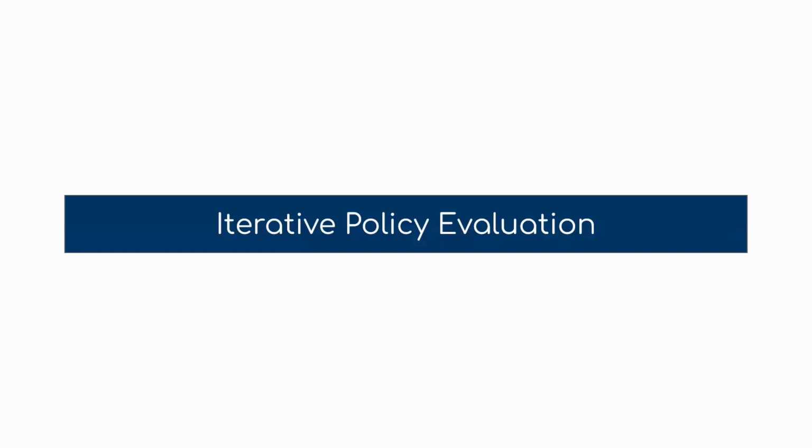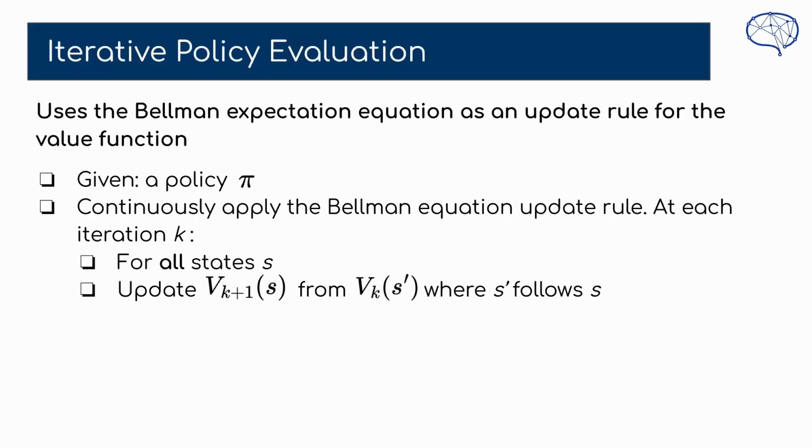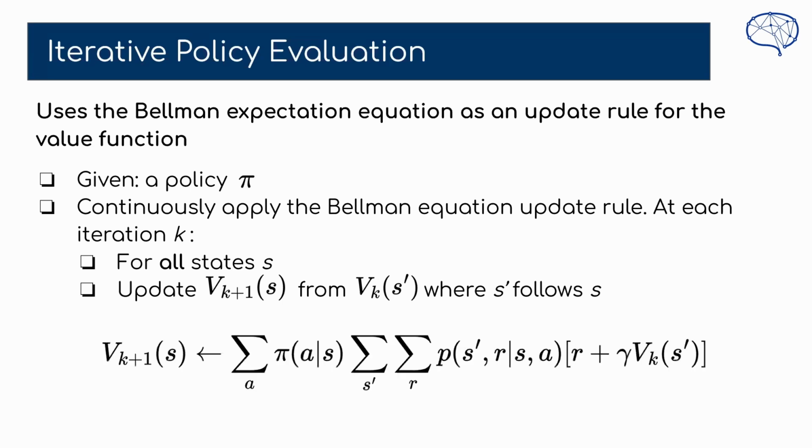So this kind of brings us to iterative policy evaluation. The entire idea is you have a policy and you're calculating its value function. You're calculating the values for each state. And you're using the Bellman expectation equation as an update rule to calculate this value function. So when you're given a policy, you just continuously apply this update rule for many iterations. So basically for all states, you update your new value based on your old values.